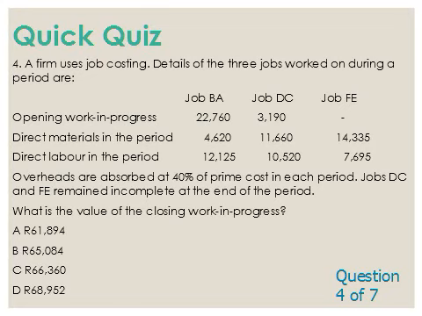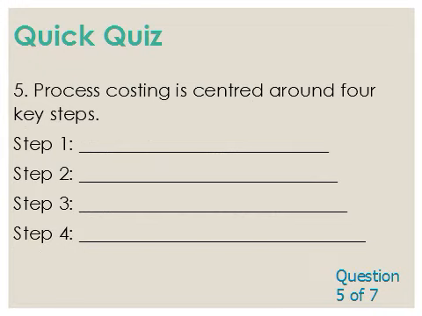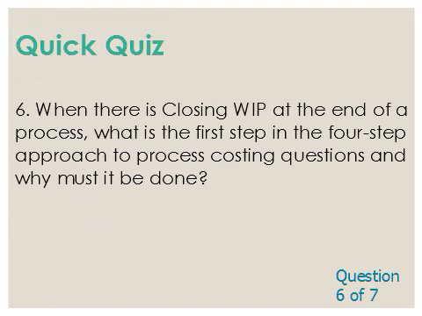A. 61,894 rands. B. 65,084 rands. C. 66,360 rands. D. 68,952 rands. Question 5. Process costing is centered around 4 key steps. Step 1. Step 2. Step 3. Step 4. Question 6. When there is closing work in progress at the end of a process, what is the first step in the 4-step approach to process costing questions and why must it be done?